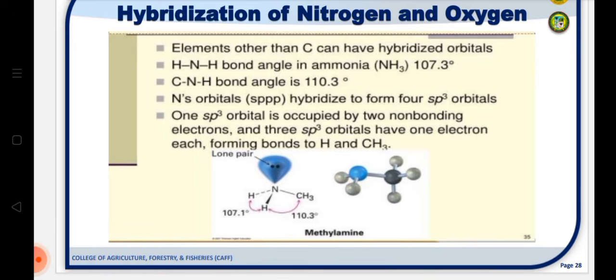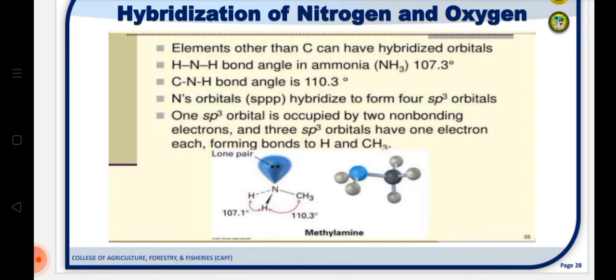And then we have hybridization of nitrogen and oxygen. Okay, elements other than carbon can have hybridized orbitals as well. So we have the hydrogen-nitrogen-hydrogen bond angle in ammonia or NH3 with a bond angle of 107.3 degrees. And then the carbon-nitrogen-hydrogen bond angle is 110.03 degrees. So nitrogen's orbitals, s and p, hybridize to form 4 sp3 orbitals. And we have 1 sp3 orbital occupied by 2 non-bonding electrons, and 3 sp3 orbitals have 1 electron each, forming bonds to hydrogen and CH3.